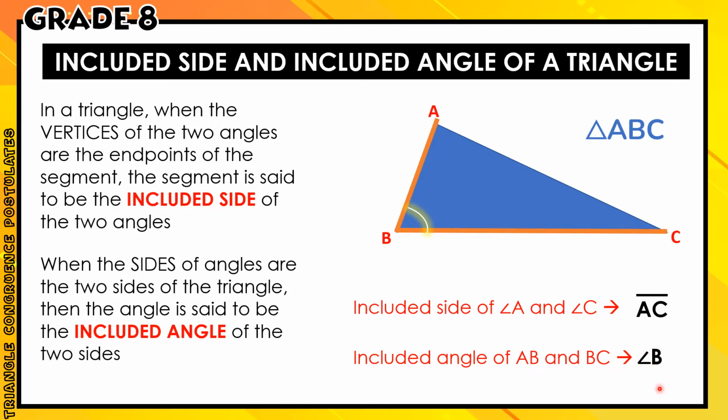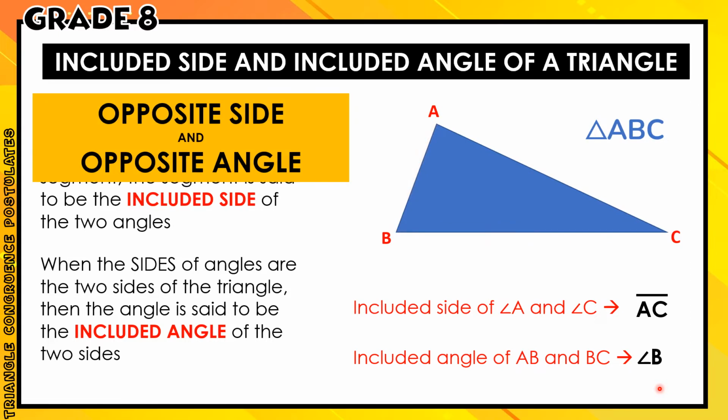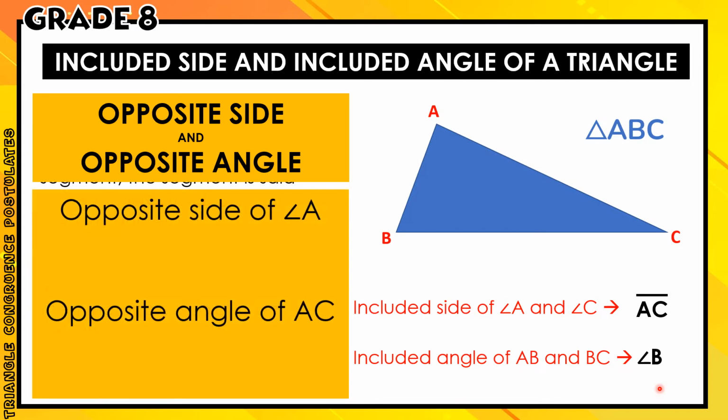And on the other hand, aside from included side and included angle, we also have the opposite side and opposite angle of the given triangle. To find the opposite side of angle A, in simple words, opposite means the reverse. So find the given first. We have here angle A. So the opposite side is the one facing it, which is the longest side of the given triangle. Therefore, this is side BC.